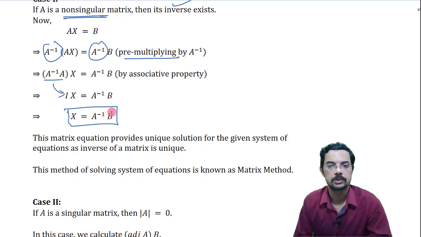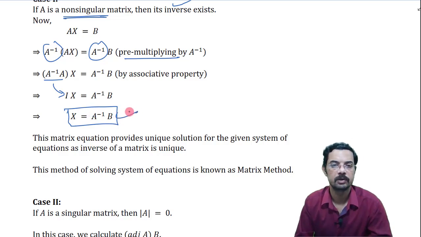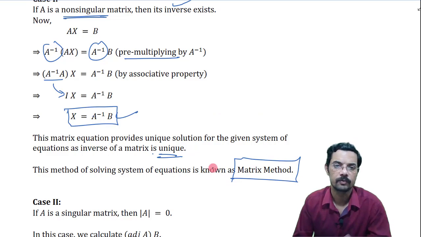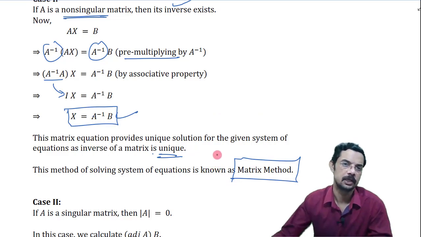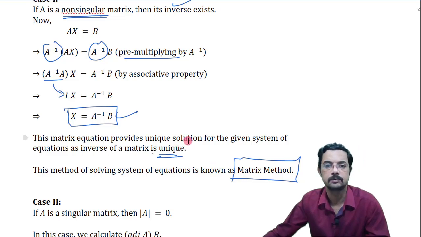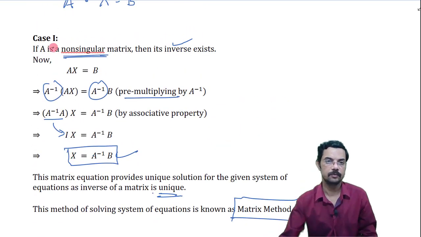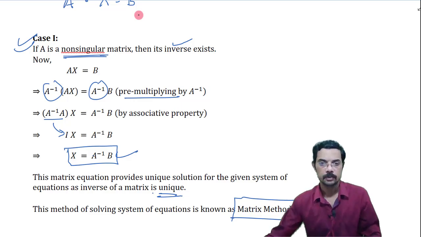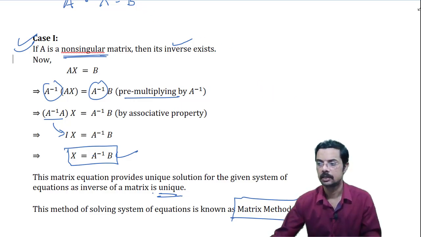Finding A inverse into B will give you the correct, unique solution. This method is called the matrix method of solving a pair of linear equations, or a system of linear equations, because it may have more than 2. In the first case only, which is there in our syllabus, if it is a non-singular matrix, we will find the inverse and hence find the solution of the given system of linear equations. Okay, so thank you. Try more examples and come back to me.